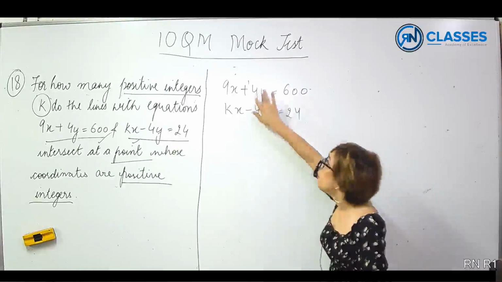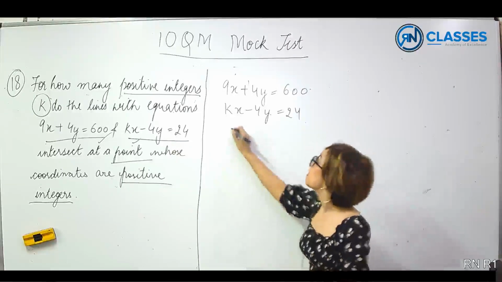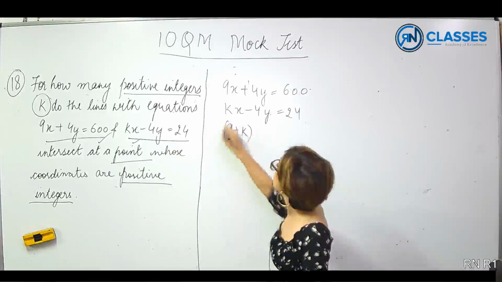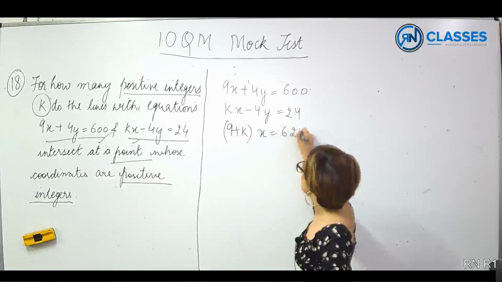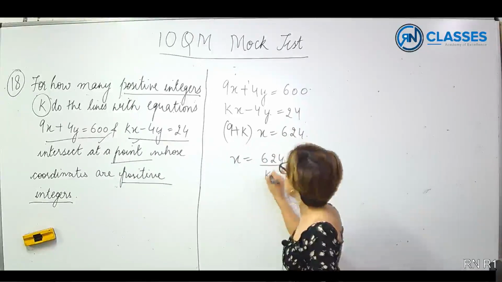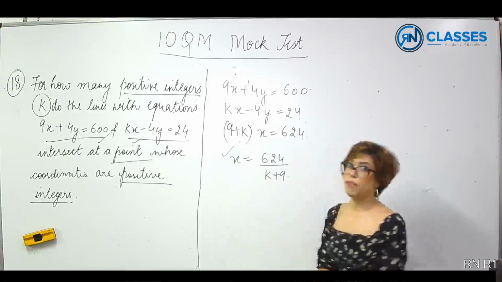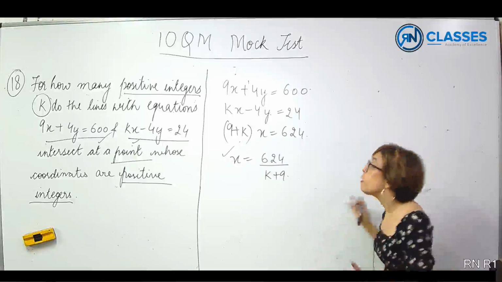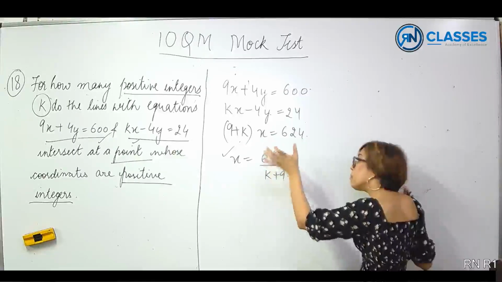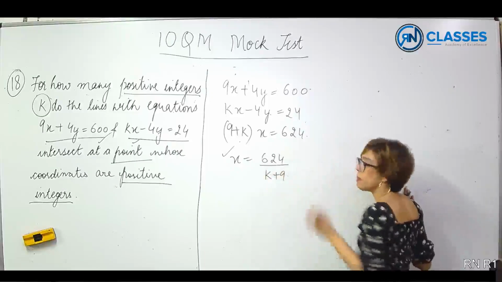Now 4y minus 4y, obviously I would like to add the equations. So this becomes (9 + k) times x, that is 624. So x turns out to be 624 divided by (k + 9). Mind it that x is a positive integer. That means this has to be an integer. That means 624 has to be completely divisible by k + 9.